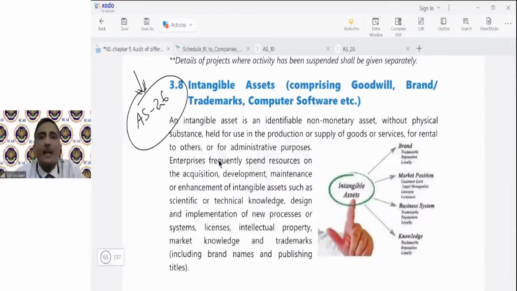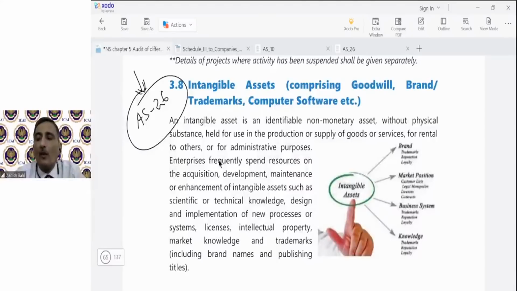Yes, students, tell me, have you done AS 26 in your accountancy classes? Yes, guys, please let me know. Have you completed AS 26? Yes. So you are saying that you have done.